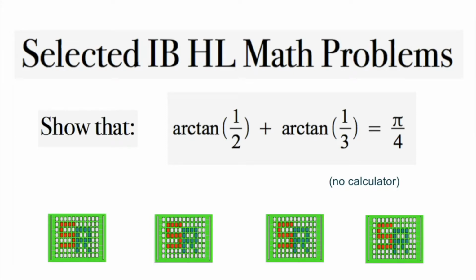In this video I'm going to show you how to prove that arctan of 1/2 plus arctan 1/3 equals pi over 4, without a calculator. Okay, if it was a real application you'd probably just use a calculator, but for the IBHL you're going to have to do it without one. So let's hop right into it.